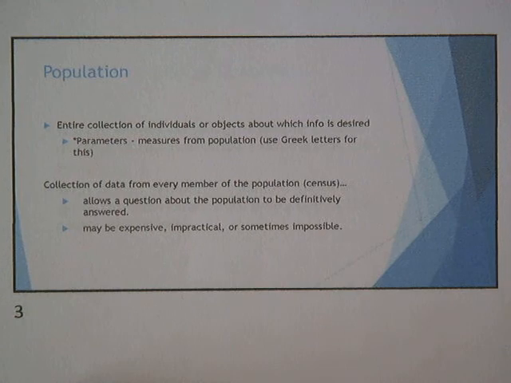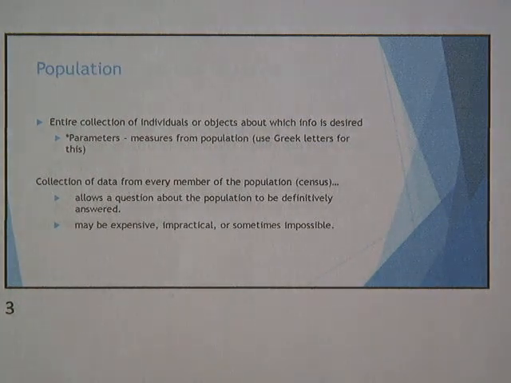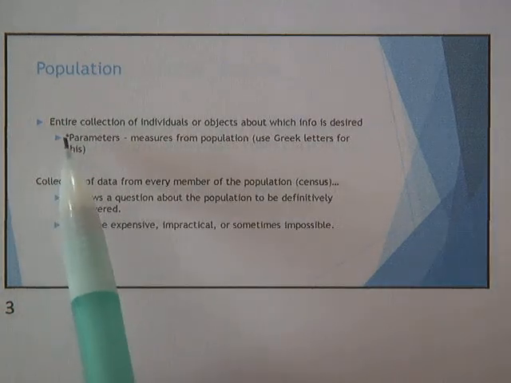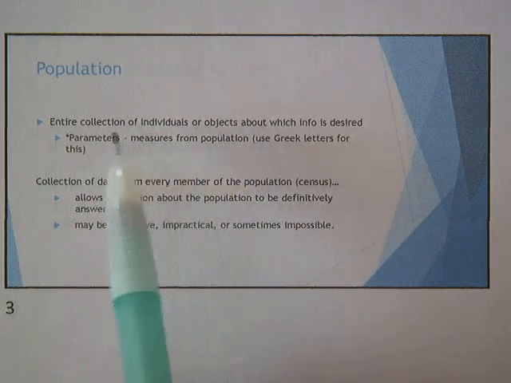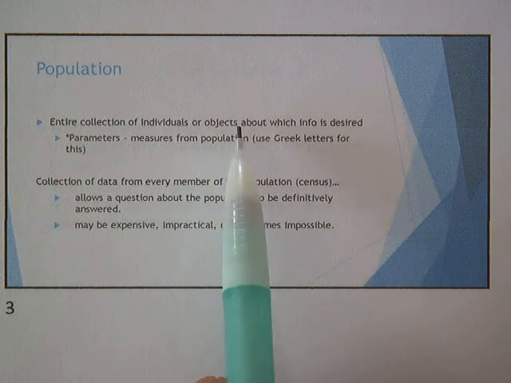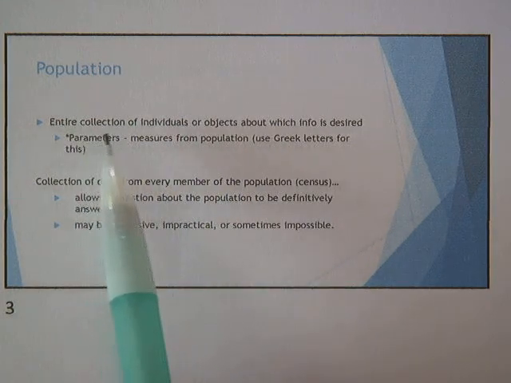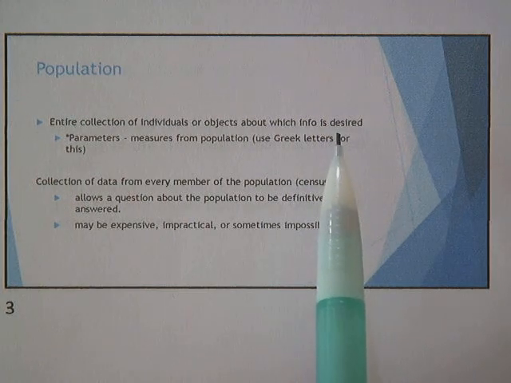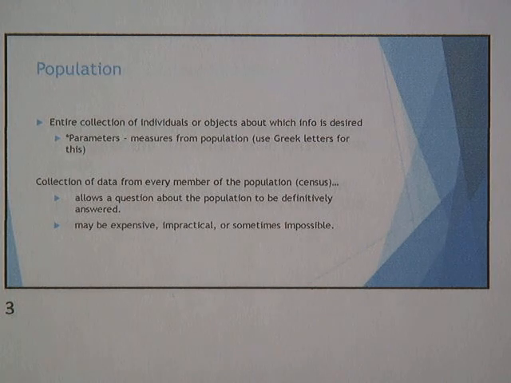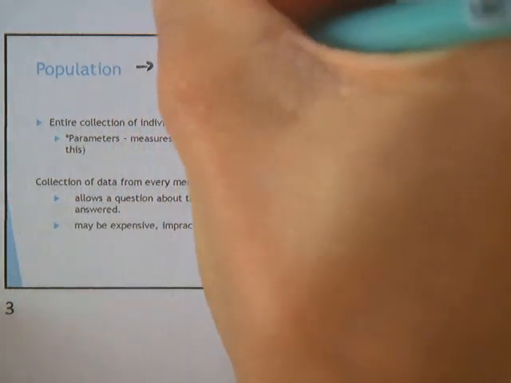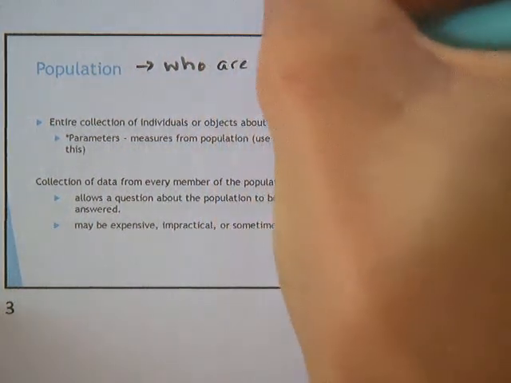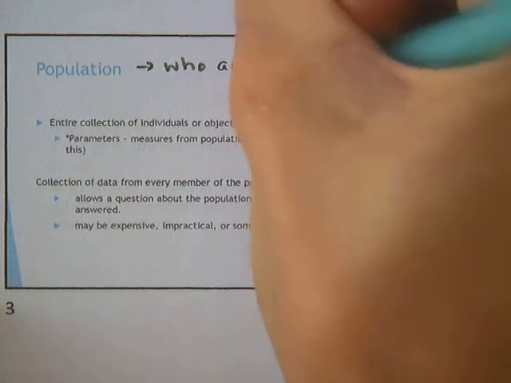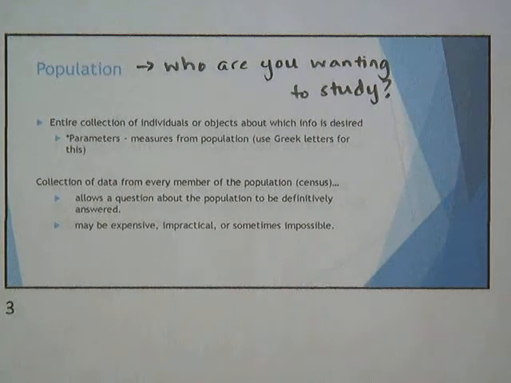All right. So let's start talking about, where does this whole thing get started? Well, it starts with what's called the population. All right. And so population has a definition. It is the entire collection of the individuals or objects, because you may not be doing a study on people, you might be doing it on things or objects, but it's the entire collection of those people or objects about which information is desired. So who, in other words, are you interested in doing the study on? Okay, so that's an easy way to think about population, is it's who or what you are interested in doing the study on. So who are you wanting to study? Okay, so that's a good way to think about it.